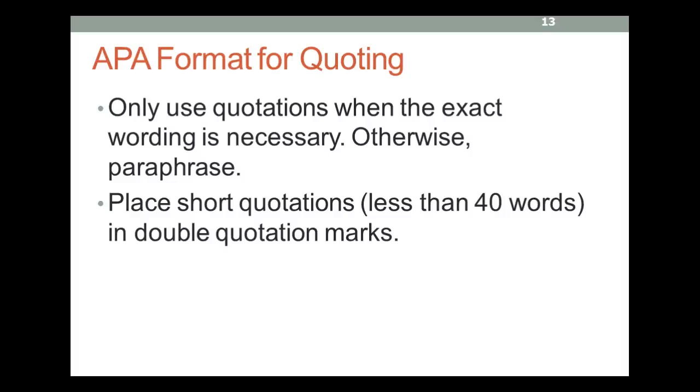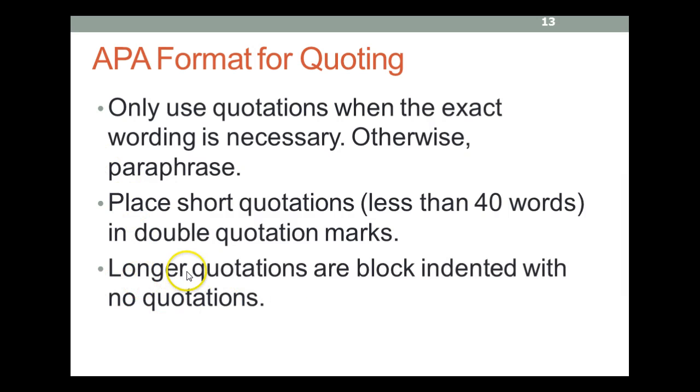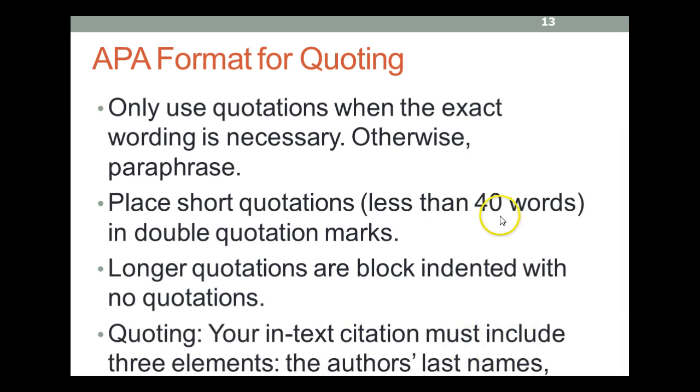If you do have to quote, then there's basically two different formats, depending on how long the quotation is. If your quotation is less than 40 words, then you would use double quotation marks within the narrative itself. You must also refer to the author, the publication date, and the page number. If you have a quotation that is 40 words or more, then you don't use quotation marks and instead you block indent the entire thing. I've already talked about what needs to be there.